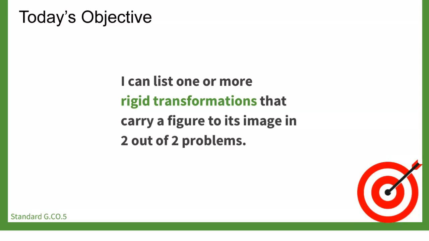Up to this point in this unit, we've talked about taking an object, applying a transformation, and seeing where it ends up. We're going to do that in a different order today. We're going to look at an object and its image and see if we can figure out which transformation or multiple transformations took it to that image.